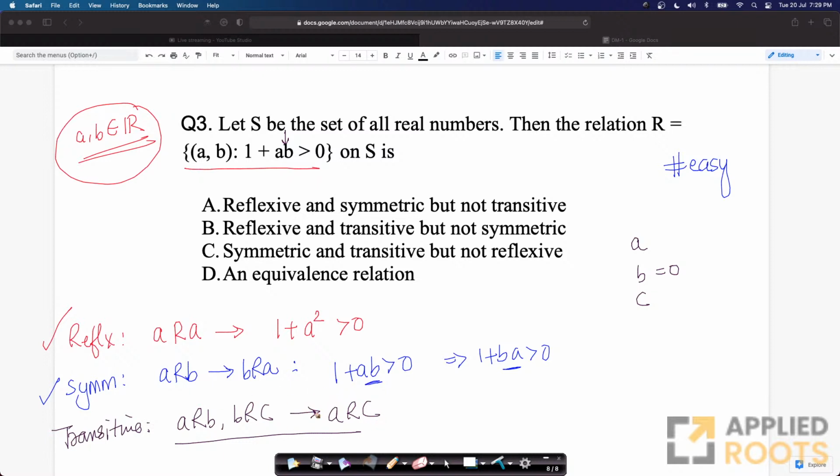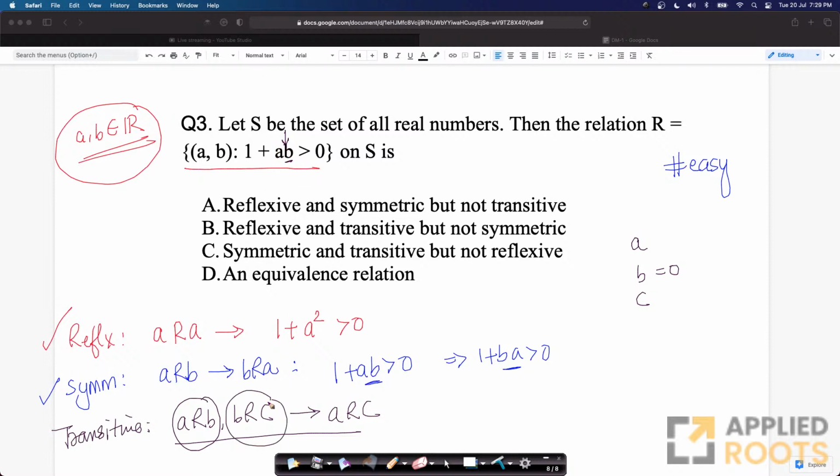That's what we are trying to figure out. Now if b equals 0, then what happens to 1 plus ab? This will always be 0, so this is 1 greater than 0, right? So if b equals 0, for whatever value of a, a will still be related to b, right? Because if b equals 0, this whole thing will become 0, right?